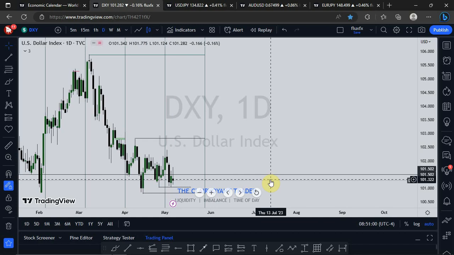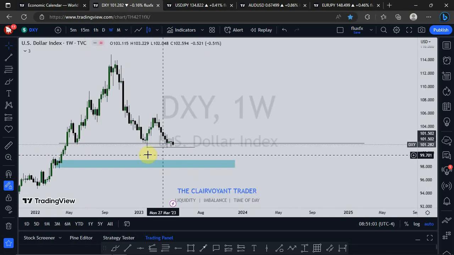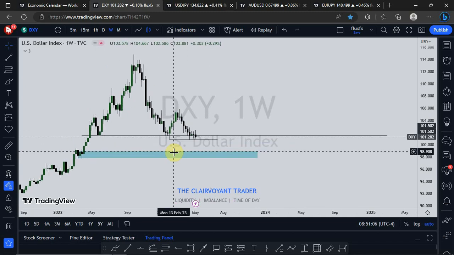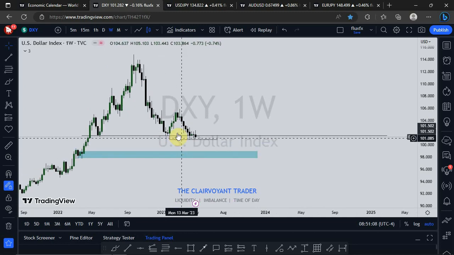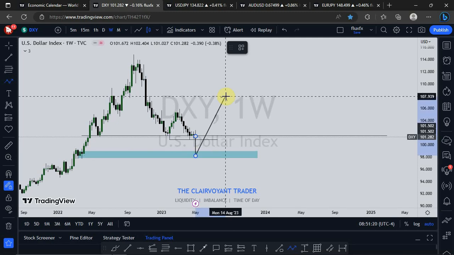But let's look at what is happening on the weekly time frame. For the weekly time frame, price is still looking bearish. I wouldn't be surprised if we go into next week and price takes out this low, then taps into this zone, that is the bullish order block here, before we see a continuation to the upside.